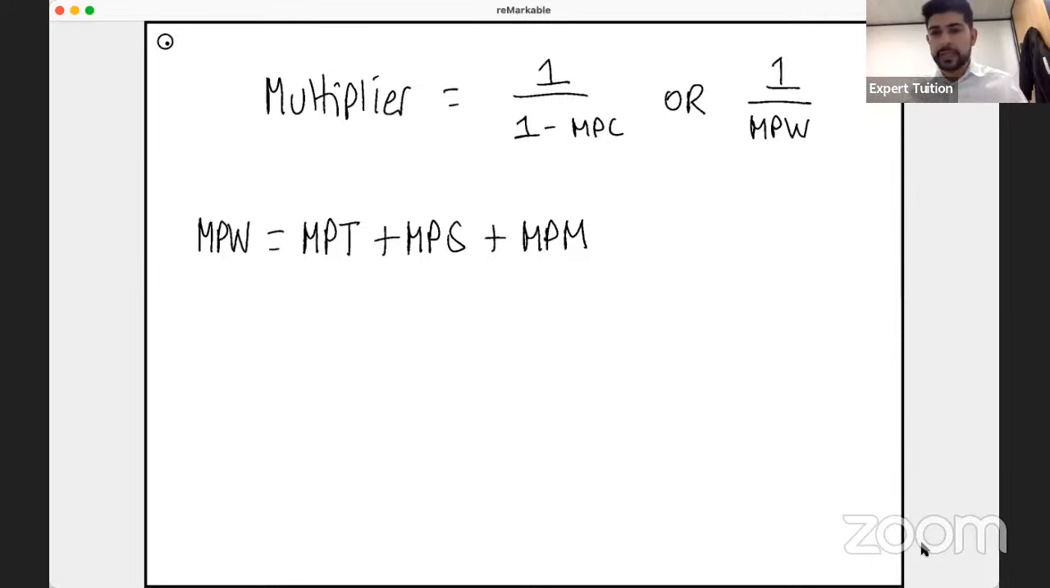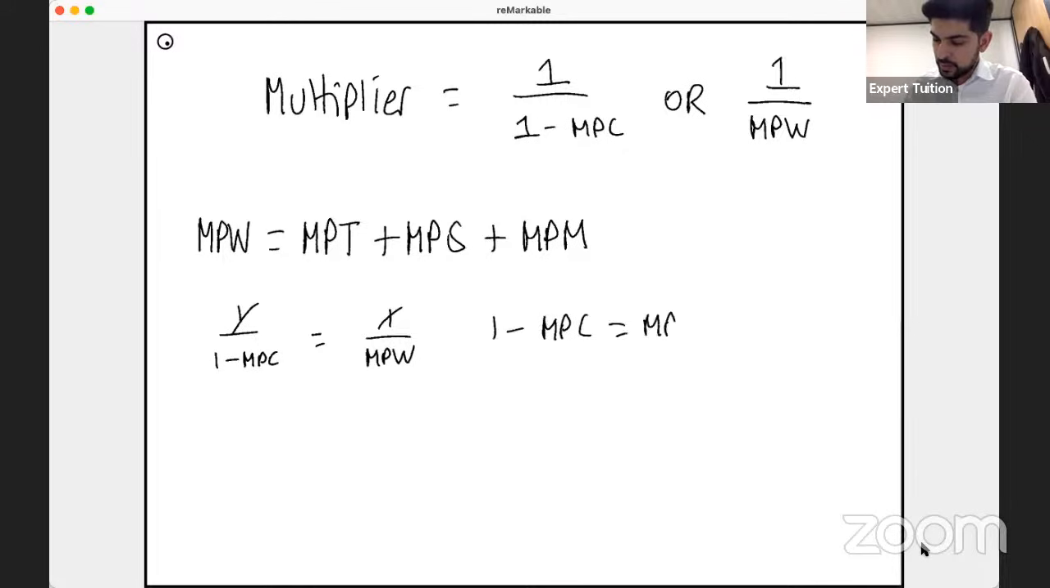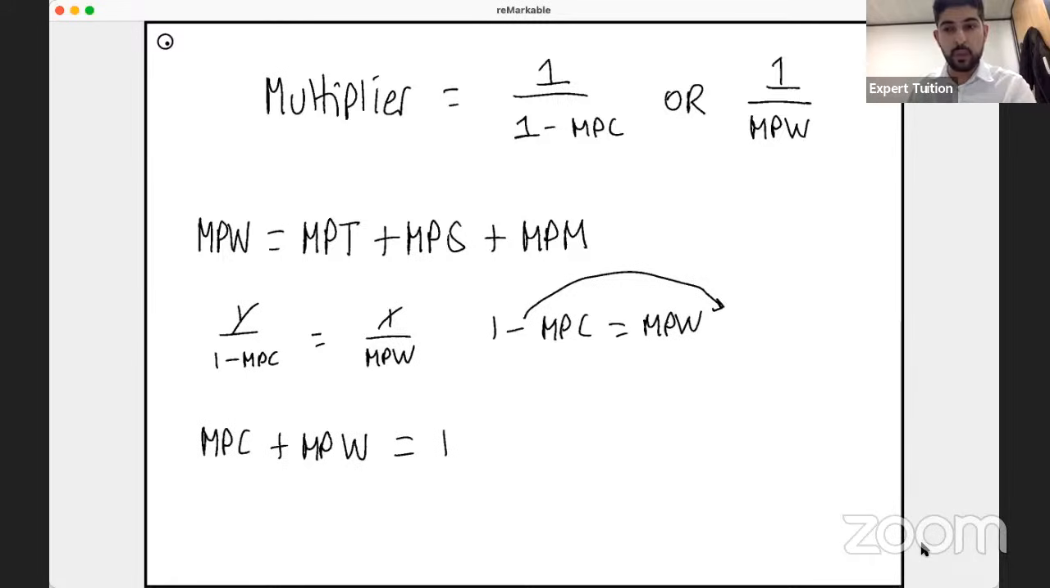Yeah? Now, if I rearrange this formula, by the way, so if I have that 1 over 1 minus MPC is equal to 1 over MPW, do you agree the tops basically cancel each other out? They're just the same. What I'm left with is 1 minus MPC is equal to MPW. Therefore, if I now rearrange this and take this to this side, do you agree that MPC plus MPW is always going to equal the number 1? Right, let me just rub this bit out. Right, it will always equal the number 1.